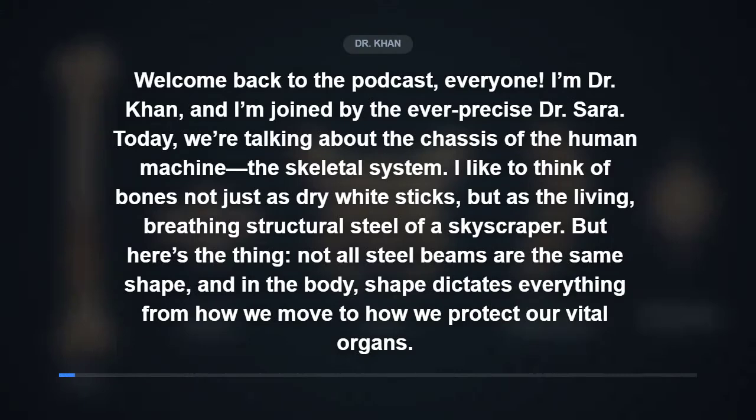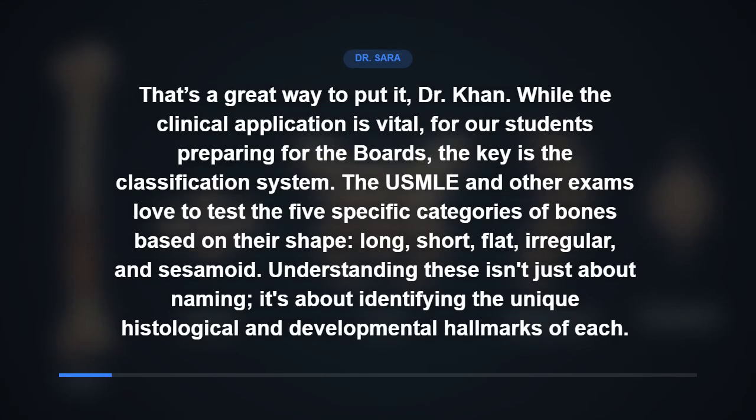Today, we're talking about the chassis of the human machine, the skeletal system. I like to think of bones not just as dry white sticks, but as the living, breathing structural steel of a skyscraper. But here's the thing, not all steel beams are the same shape. And in the body, shape dictates everything, from how we move to how we protect our vital organs.